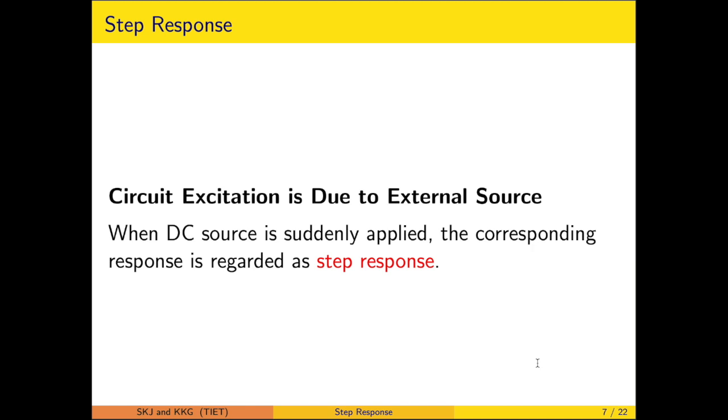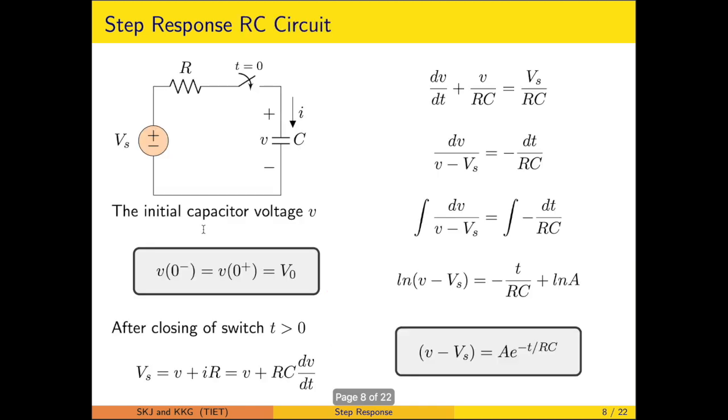Now we are in a position to start the discussion on the step response. This situation arises when the DC source is suddenly applied. As an example here, the RC circuit is considered. Now the switch is closed at time t is equal to 0, which gives rise to the current because of this external source Vs.